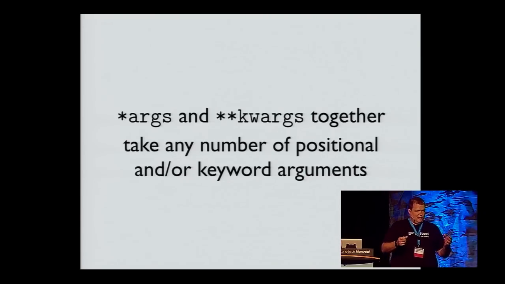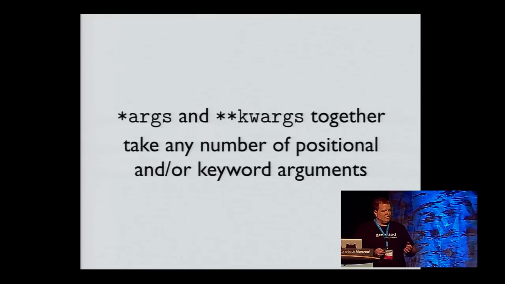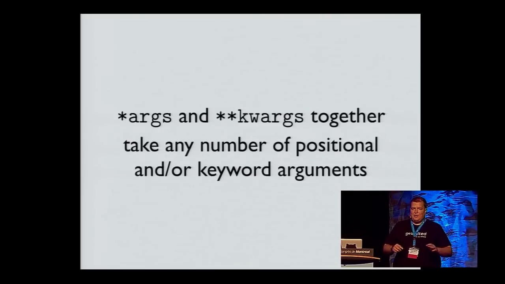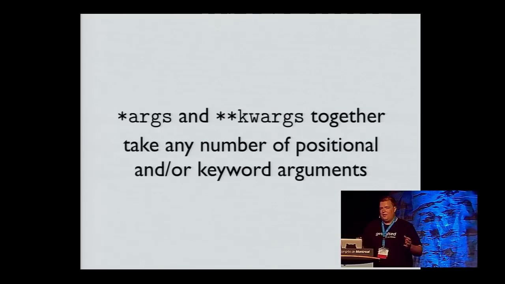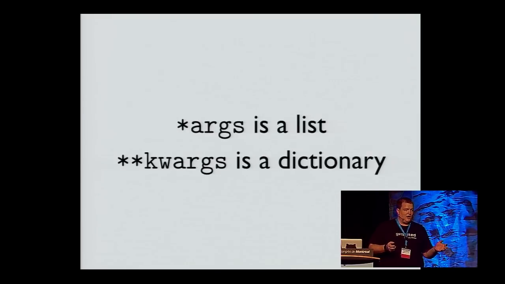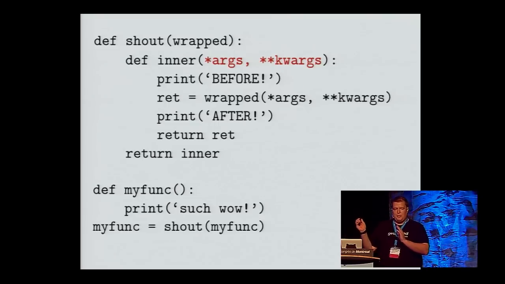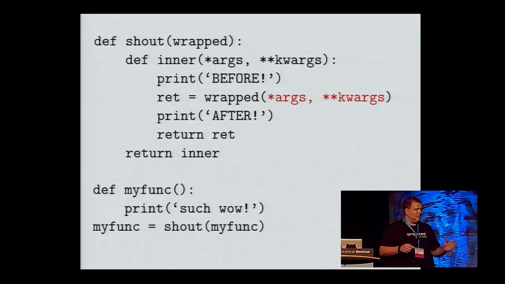So if we put both of those in a function signature, all of a sudden we can handle any function call. Any number of arguments, any valid configuration of arguments, we can handle them. Those arguments get placed in args as a list and keyword args as a dictionary. So we know what happens when we put it in the original function signature, but what happens when we reference these variables with the star and the star star? This is actually called unrolling.